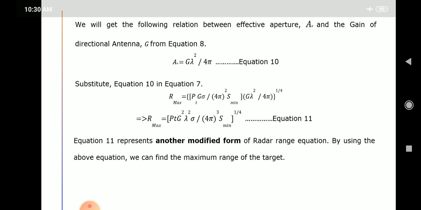We can find the following relation between the effective aperture AE and the gain of the directional antenna G from equation number 8: AE is equal to G lambda square upon 4 pi. Now substitute equation number 10 in equation number 7. We get R maximum is equal to PT G square lambda square sigma upon 4 pi cube S minimum to the power 1 by 4. This equation 11 represents another modified form of the range equation. By using it, we can find the maximum range of the target.